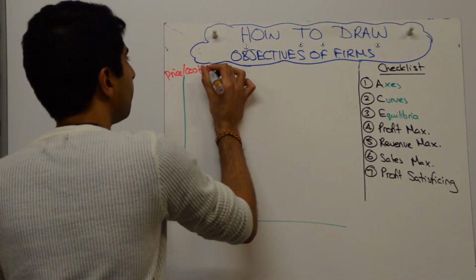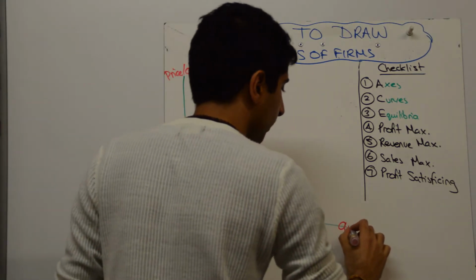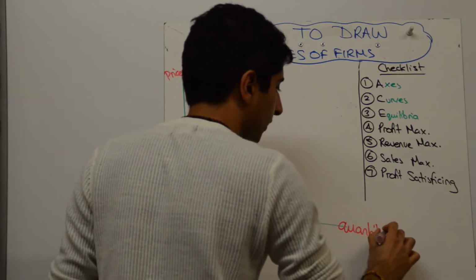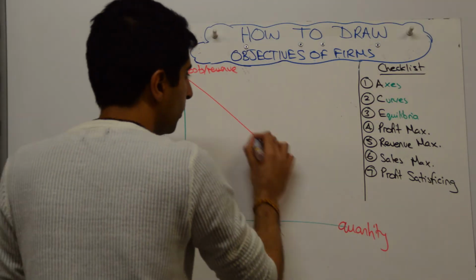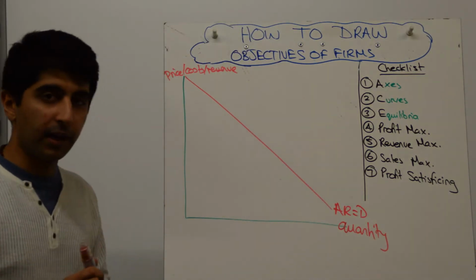Incredible. So it is the Monopoly diagram, so we're going to label it the same way. On the y-axis, price, costs, and revenue. On the x-axis, quantity. Then, same technique, average revenue curve drawn first. AR is equal to D, label it like that.